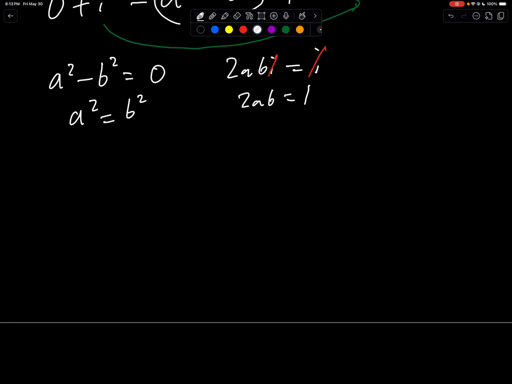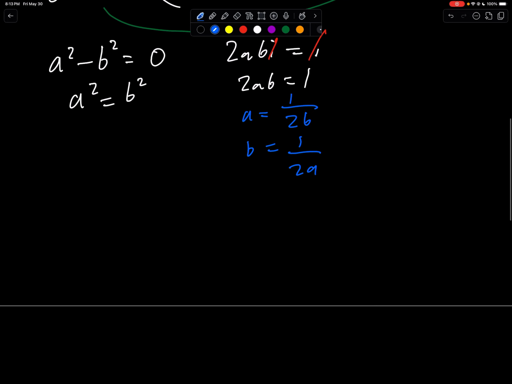So I'm going to deal with this equation first and isolate a and isolate b. So for a, we'll get a is equal to, or no, not b over 2, 1 over 2b. And then b is equal to 1 over 2a, right?